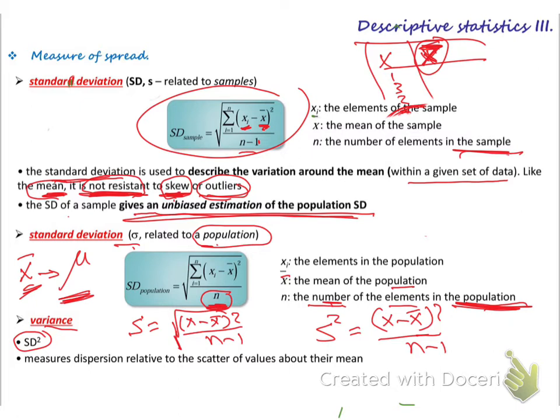The benefit of this variance, because it is squared, is that it doesn't have any negative item. A square always will be positive. So it gives us the impression of how the data are dispersed, relative to the scatter of the values about the mean.